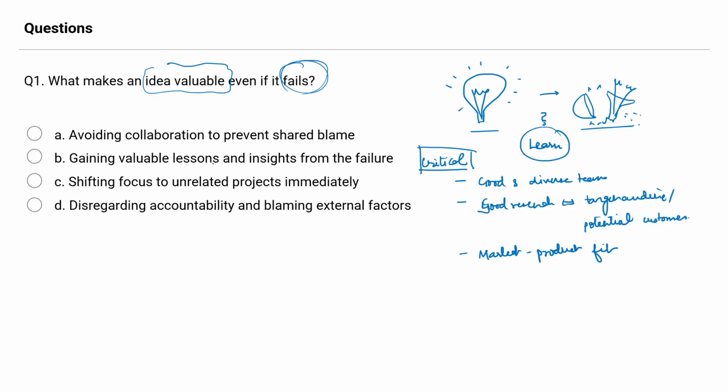Now the options. Avoiding collaboration to prevent shared blame. If you see, this is not telling us about any value. Option B says gaining valuable lessons and insights from the failure. So yes, if you fail, you would learn why you failed.